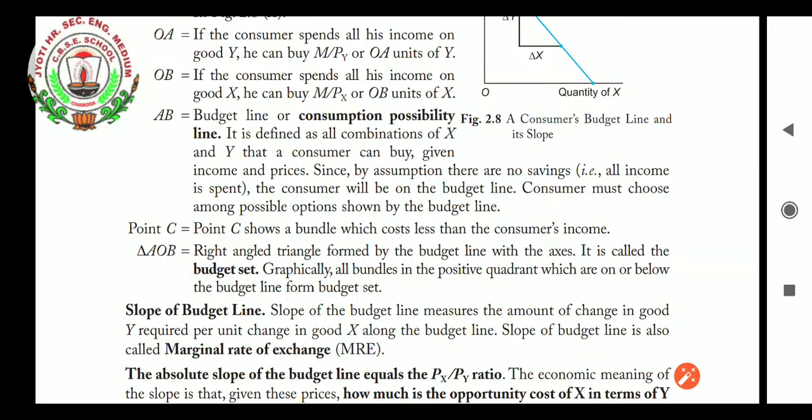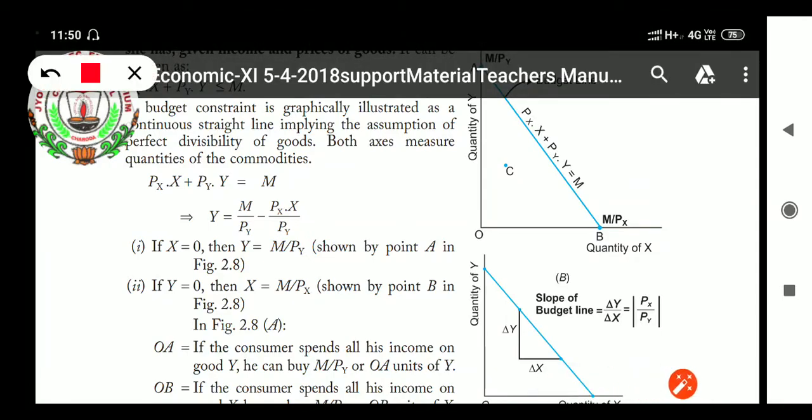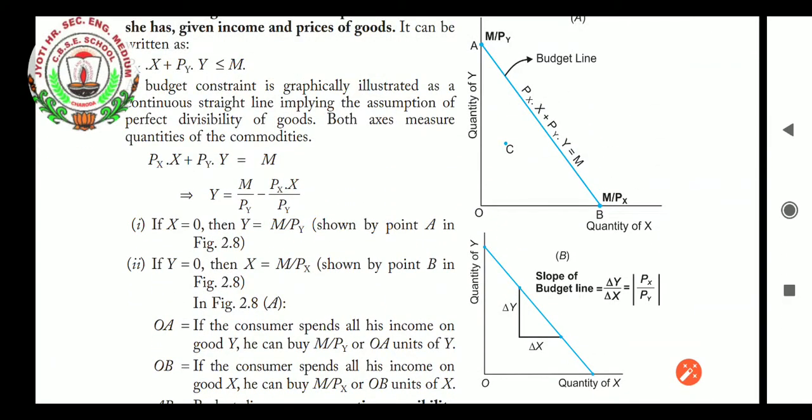Point C shows a bundle which costs less than the consumer's income. Here we can see the point C. In the figure, I think you are able to see, point C is less than income. Why is it less than the income? Because here is our budget line, you can see A and B, and it means up to this level we can purchase with 200 rupees. But here at point C, it is showing under income, meaning we have purchased less than 200. So here there is a chance we can increase our purchase capacity.